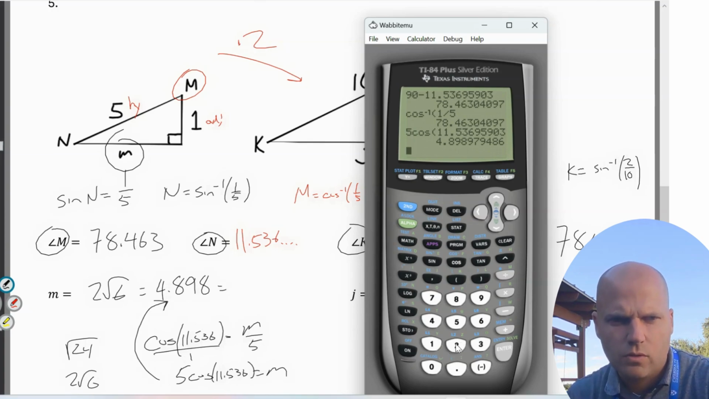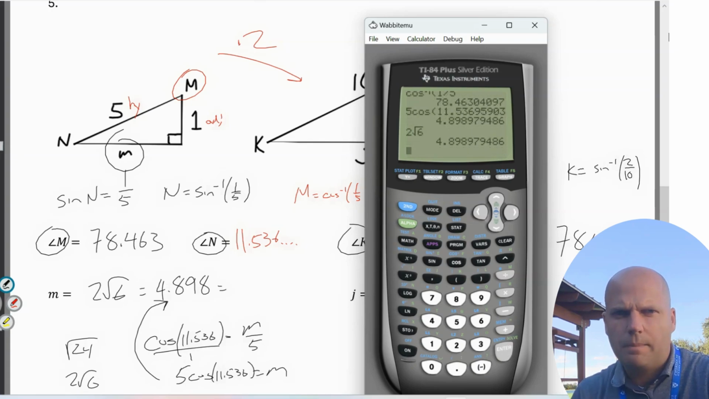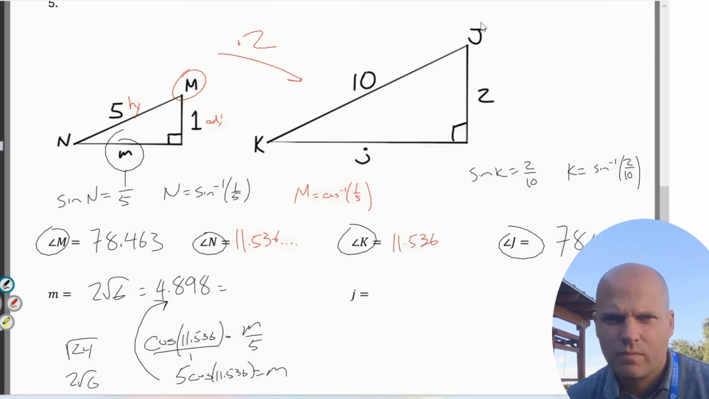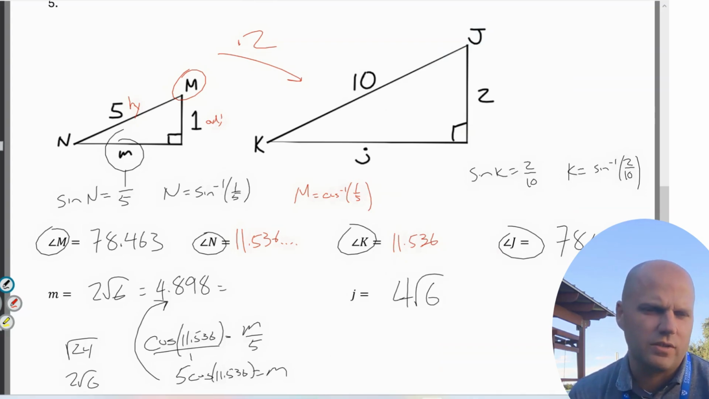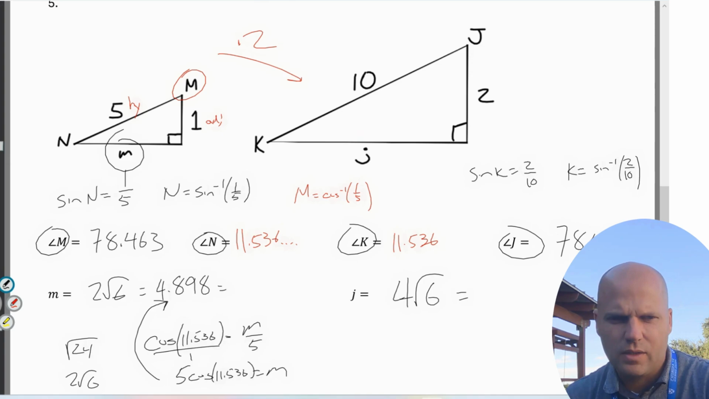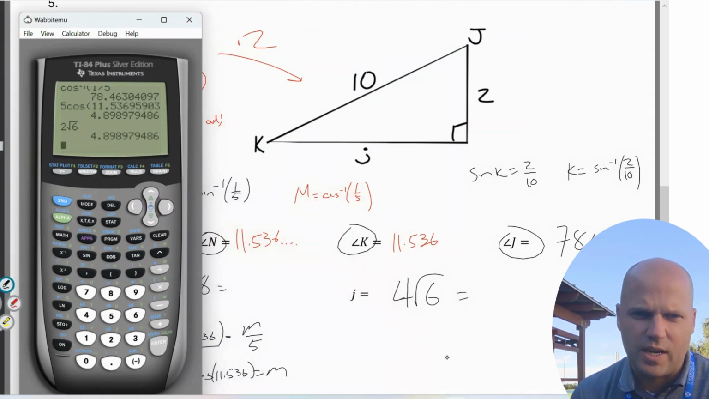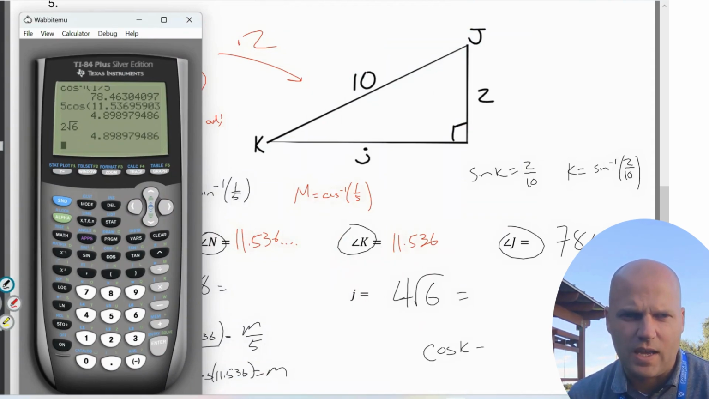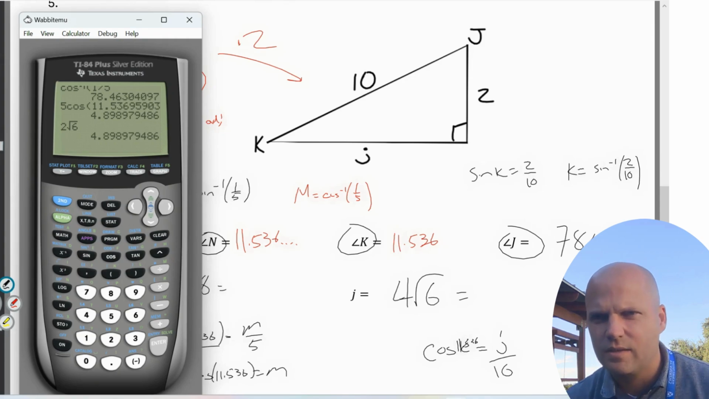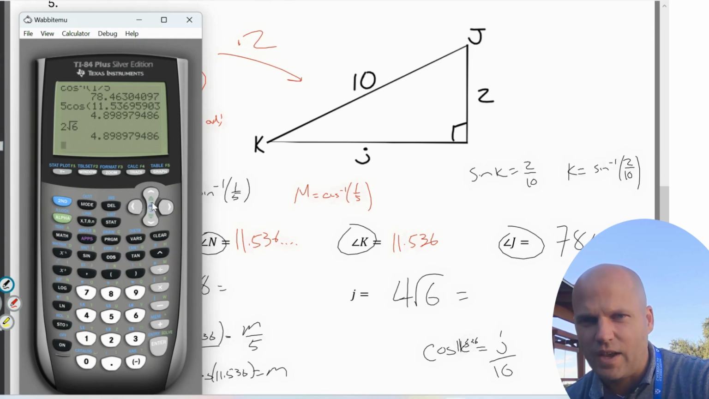Watch this. 2 root 6. Bam. Trigonometry, Pythagorean theorem. I guarantee you this is 4 root 6. Don't even have to do any work. You just know it's scaled. You can take this number and multiply it by 2. Or you could set it up like the cosine of K equals J over 10, the cosine of 11.536 times 10. So take this value and multiply by 2.